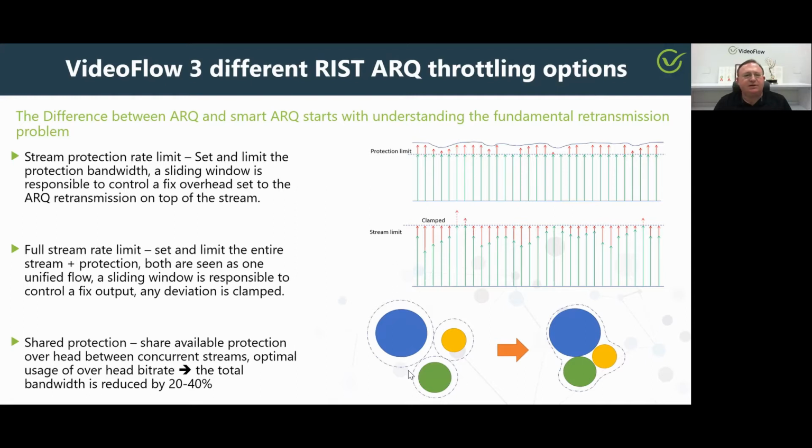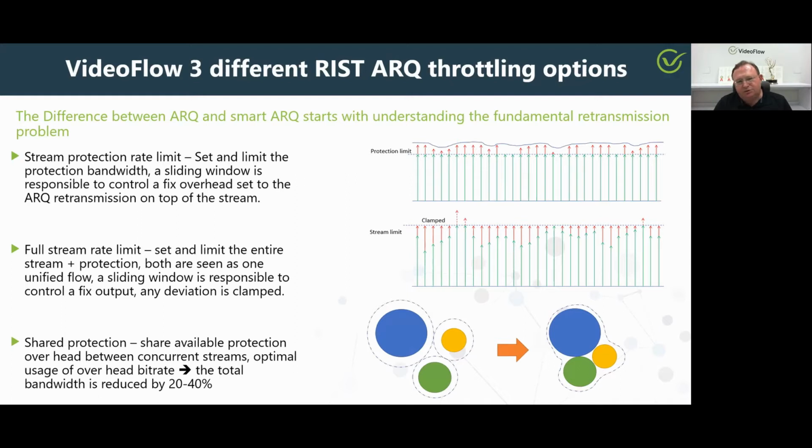The third technique is the shared protection. Shared protection can be seen here. Just like with the first and second technique, we have an allowance of retransmission. Each stream has its own allowance. So it's not an effective usage of the bandwidth.